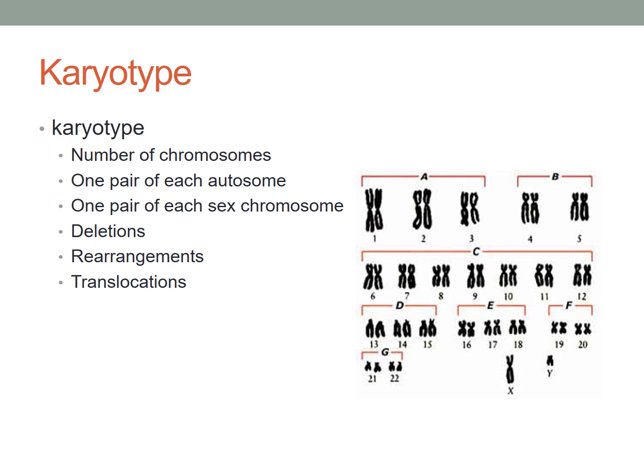What to look for in a human karyotype? First, the number of chromosomes. Are there 46 chromosomes? And then with each chromosome pair, is there one pair of each autosome and one pair of each sex chromosome? Are there any deletions, rearrangements, translocations, or other abnormalities in the chromosomes?